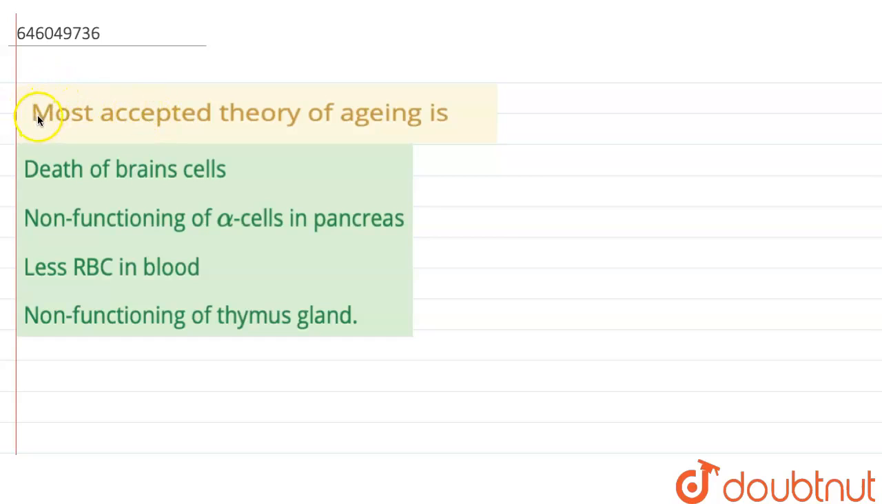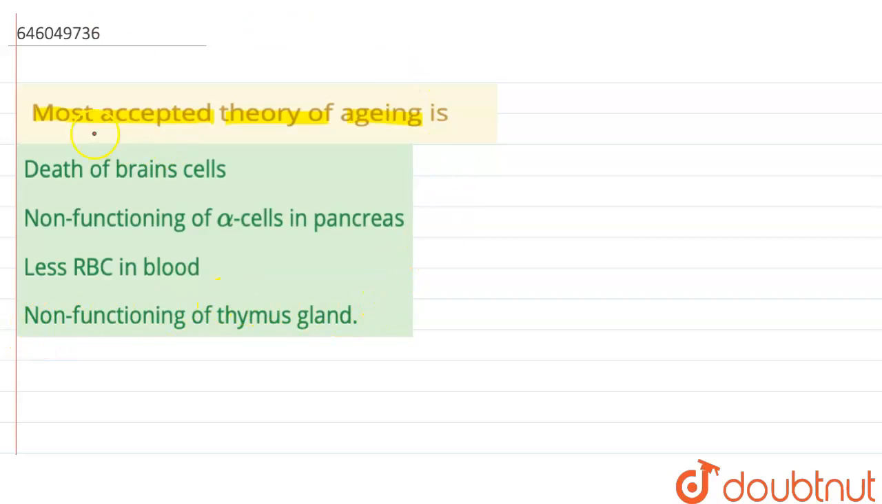Hello. Here the question is: the most accepted theory of aging is? Okay, here we have to discuss the most accepted theory of aging. The options are: first, death of brain cells; second, non-functioning of alpha cells in pancreas; third, less RBC in blood; fourth, non-functioning of thymus gland.